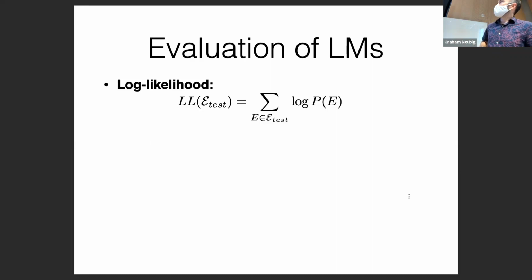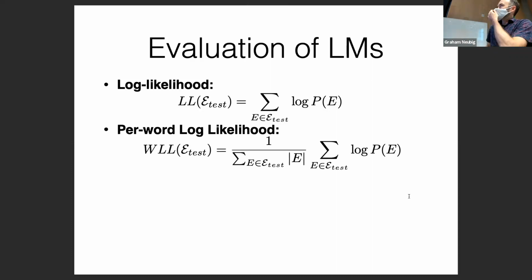So one way we can evaluate language models is through the log likelihood. And the log likelihood is just the log probability of all of the sentences in the test corpus, or all the documents in the test corpus. One issue with log likelihood is that if you have two corpora and you want to compare your log likelihood across them, they won't be comparable. So what we do is we divide by the number of words in the corpus overall and get the per word log likelihood, and this makes it approximately comparable across similar size corpora.